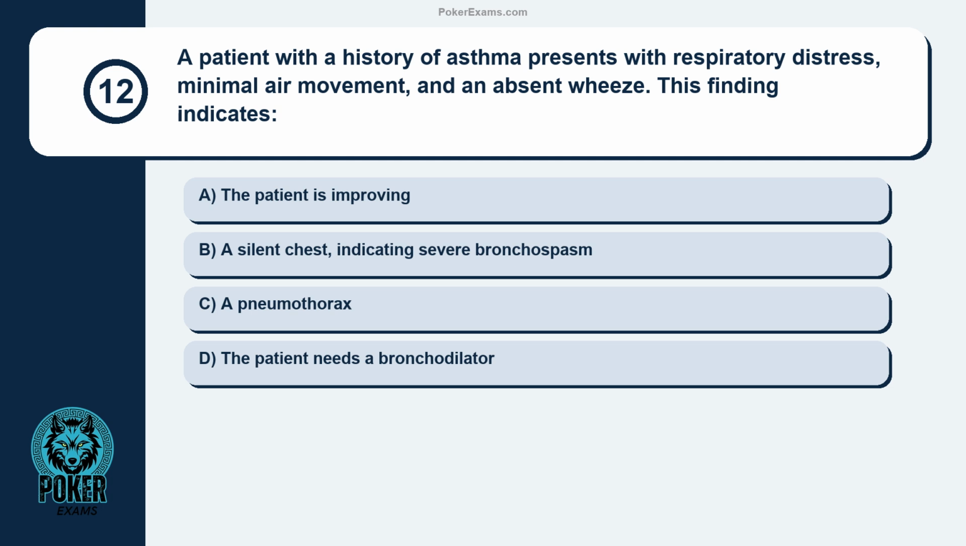Question 12. A patient with a history of asthma presents with respiratory distress, minimal air movement, and an absent wheeze. This finding indicates the patient is improving. A silent chest, indicating severe bronchospasm. A pneumothorax. The patient needs a bronchodilator.